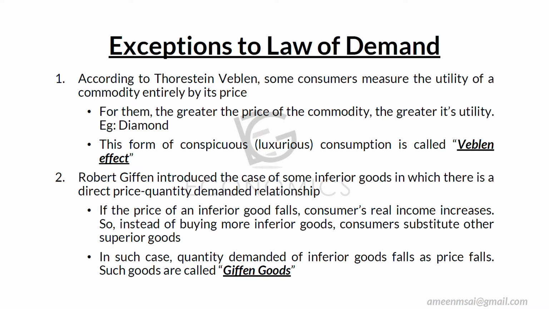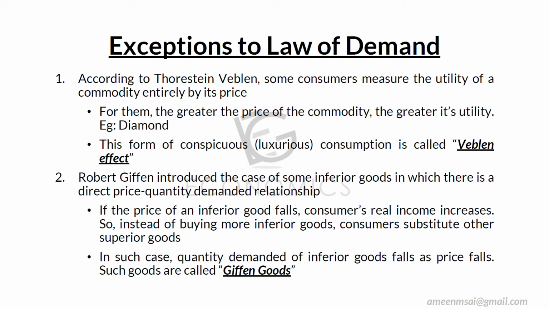Let's go to the second point. Robert Giffen introduced the case of some inferior goods in which there is a direct price and quantity demanded relationship. What he says is that there is a direct relationship between price and quantity demanded in some goods. As per the law of demand, there has to be an indirect or negative relation. But here Robert Giffen says there is a direct relationship between price and quantity demanded.